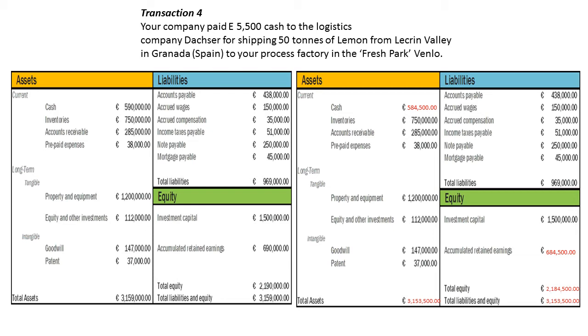That leaves us with €2,184,500. So with all these numbers changed, you see that nothing major has changed to the long-term tangible or intangible costs or the liabilities, since we don't have anything to do with them right now. This is a pretty straightforward transaction.